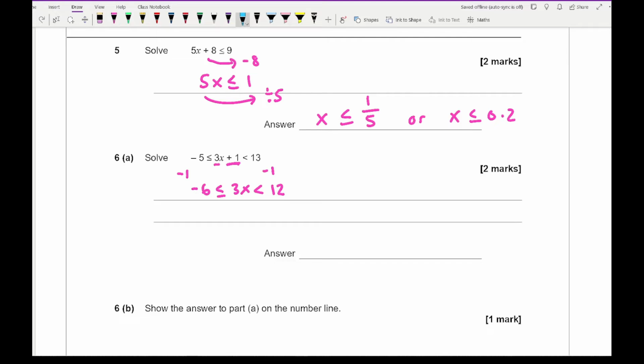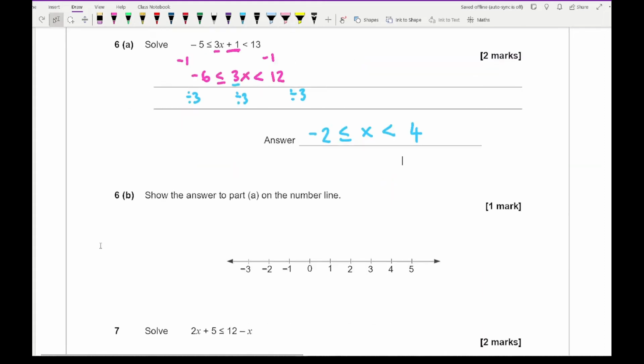Now what I then need to do is get rid of this 3. So I divide both sides by 3, or all actual sides by 3, even the middle, which then leaves me with minus 2 is less or equal to x, which is less than 4.